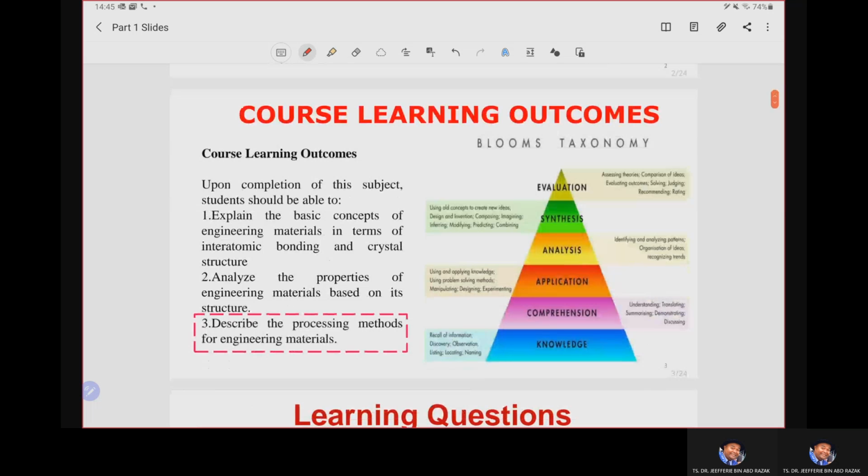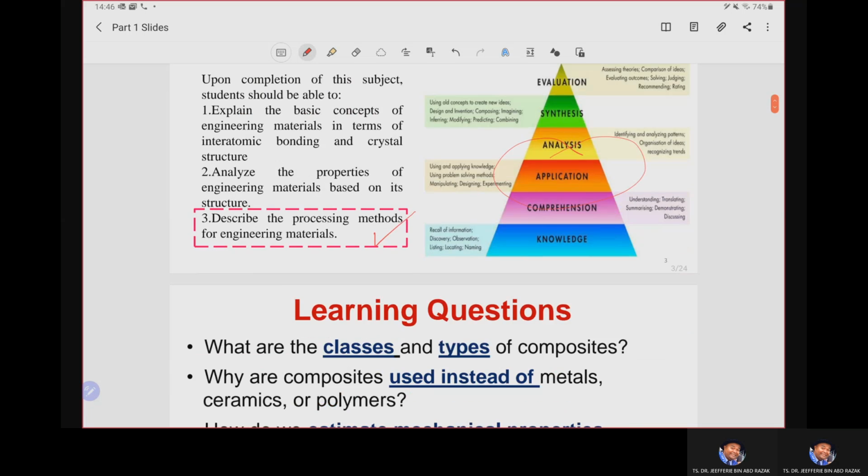Just to recap on the course learning outcome, because this is important for you to have a basic idea why I study this topic. This chapter falls under course learning outcome CLO number 3: describe the processing method for engineering material. For the level of complexity, it falls under the application level here. We expect students to be able to apply the knowledge that you learn and use critical problem solving to describe and maybe solve problems related to composite material.